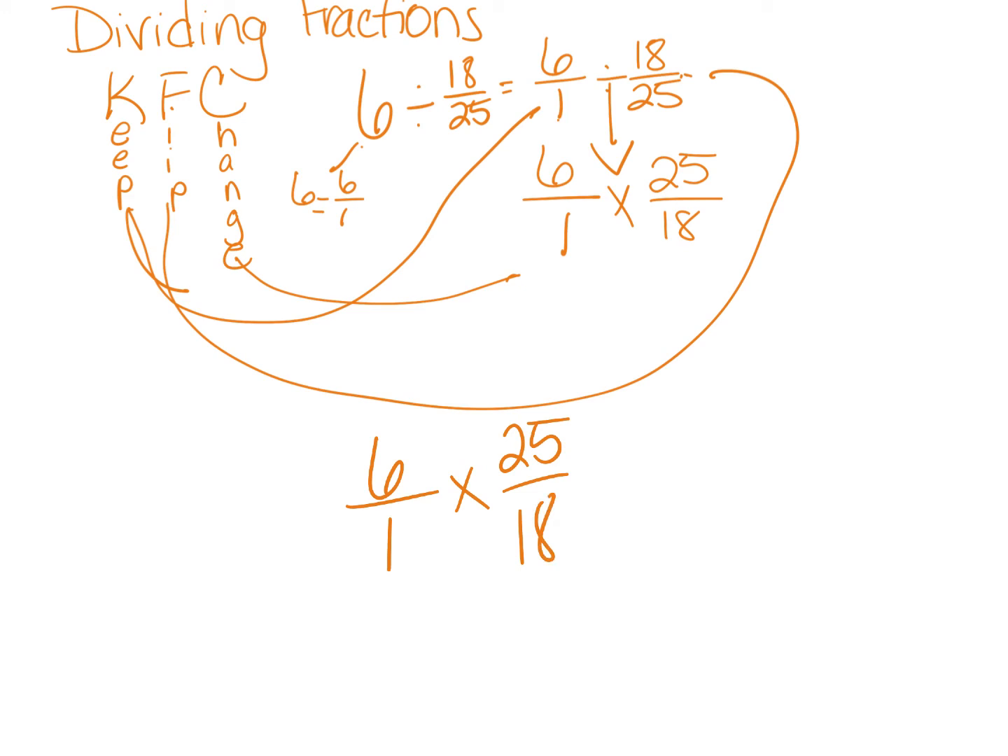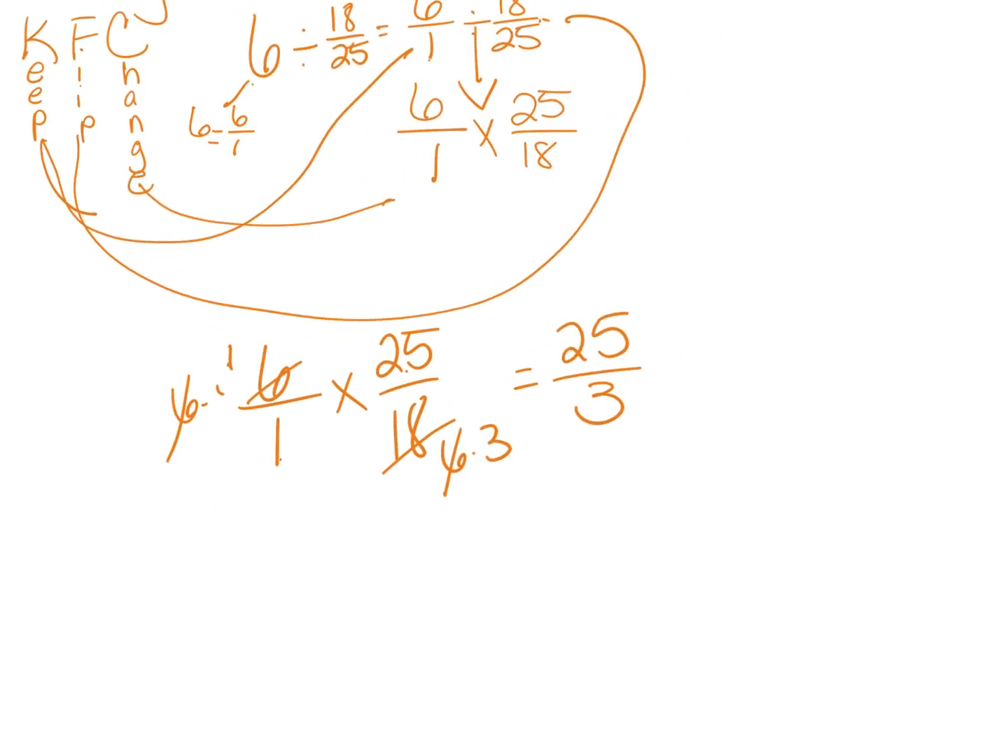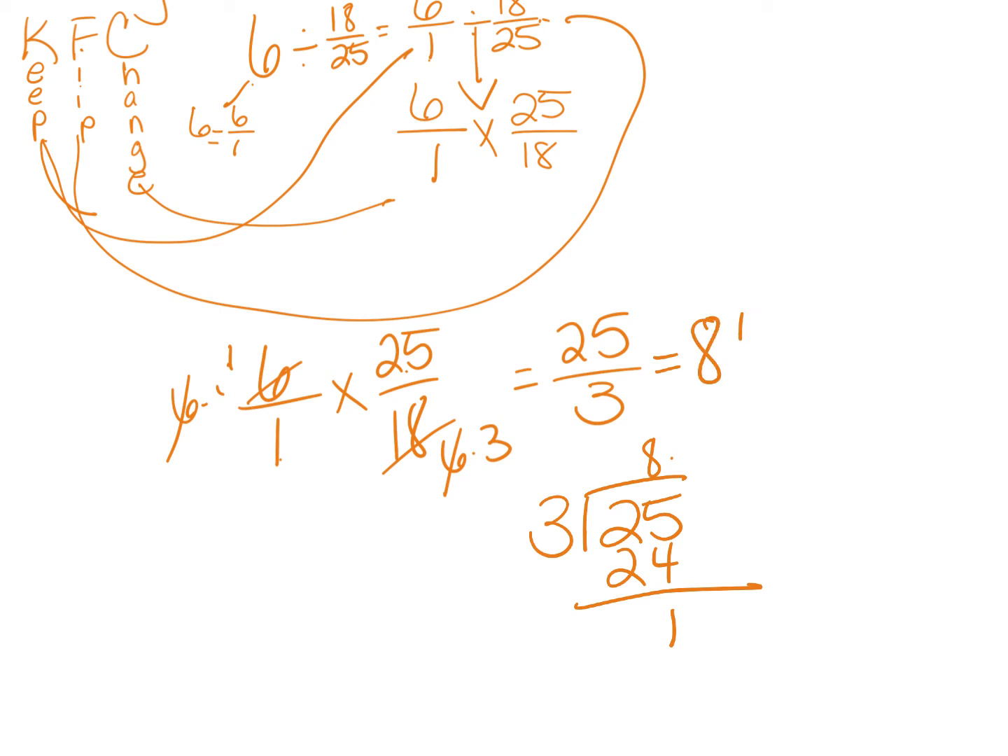All right, so I know that 6 is a factor of 18, right? That goes to 1 because 6 times 1 is 6. 6 times 3 is 18. The 6's cancel, and then you have 1 times 25 equals 25. 1 times 3 equals 3. That's improper, so you're going to change that through division. Oops. That is 3 divided into 25, not 2. And your answer is 8 1/3.